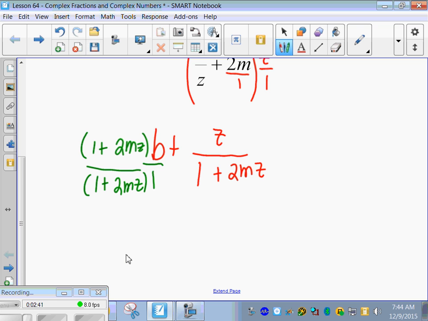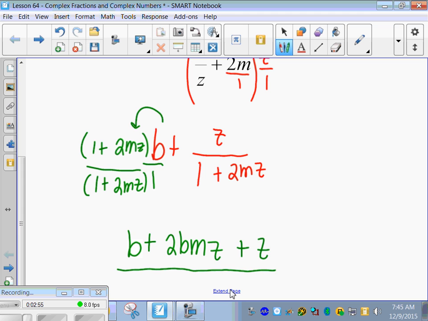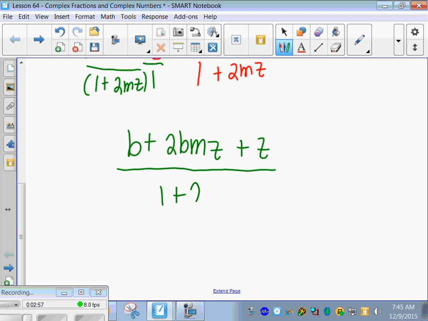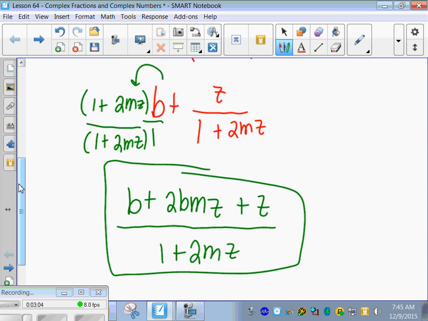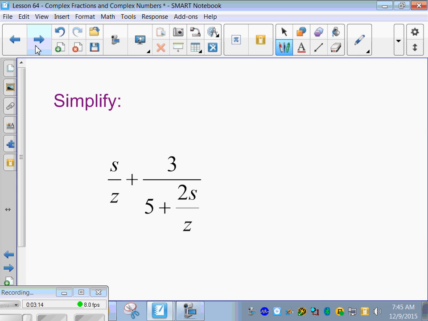So I have b times 1 is b. Now I'm going to multiply the b here, so plus 2bmz, and then plus z in this second part, all over my common denominator, which is 1 plus 2mz. So simplify the complex fraction, get a common denominator, and you're good to go. That's as good as it gets. As simplified as possible. So let's try another one.